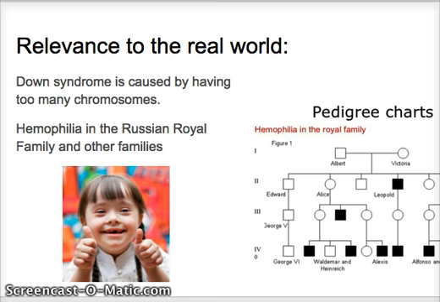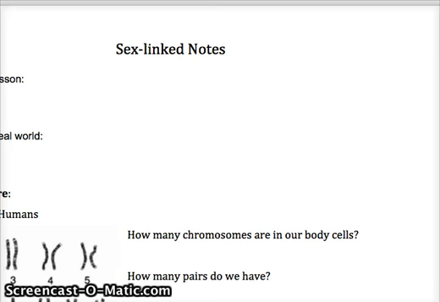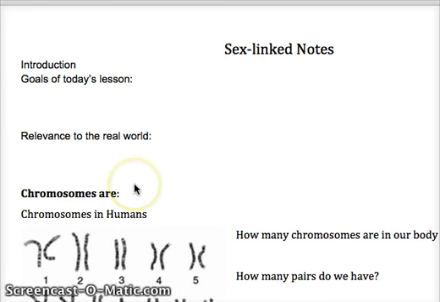So, the reason why this is important is, well, the first thing about those mutations is a chromosomal mutation is actually what causes Down syndrome, which I know you guys all pretty much heard of. And then we got the Russian royal family here, hemophilia. That's a severe blood disease where you constantly bleed and you can't clot, and can be very deadly. And here is an example of one going through a family, and we can look at other chances in other families. So, our sex-linked notes here. So we already did the relevance there because of these diseases.